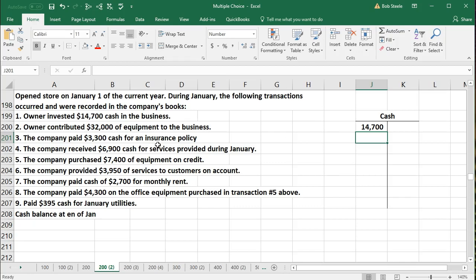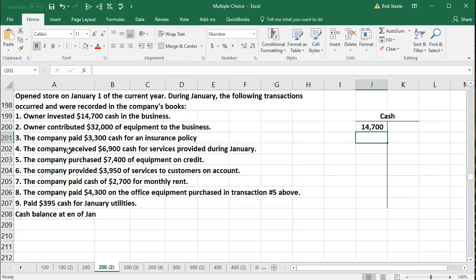Then B says owner contributed $32,000 of equipment to the business. The $32,000 would increase equipment and it would increase the capital, but no cash is happening, so no effect on the T account we are looking into at this time.